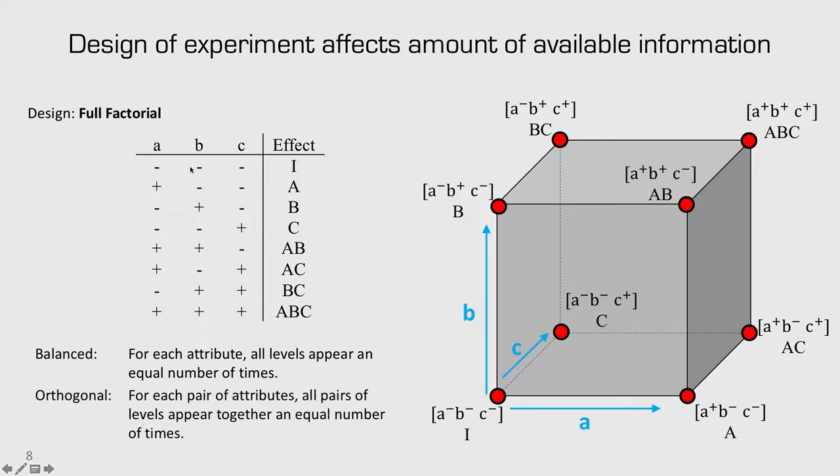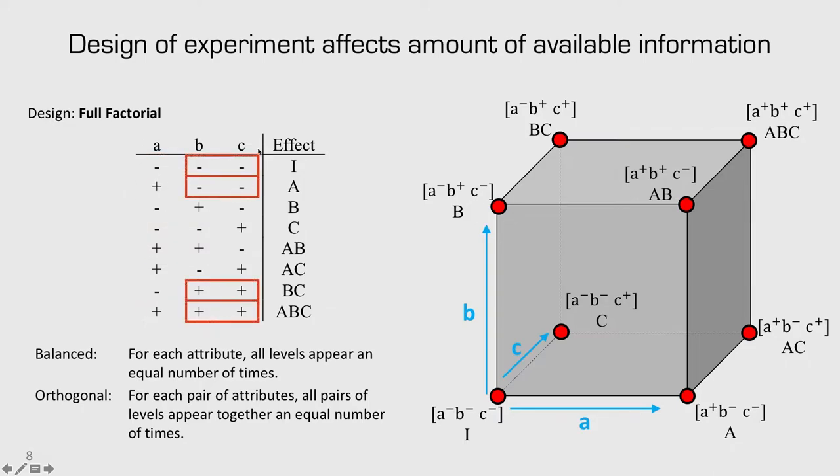It's also orthogonal. Orthogonal means for each pair of attributes, all pairs of levels appear together an equal number of times. So let's look at the combination of just A and B. In this case, A and B are the same four times. Here they're both negative, here they're both negative, and then they're both positive here and here. They're also opposites four times: positive, negative, positive, negative, positive, negative, positive, negative. So there's an equal number of times that they're the same and opposite.